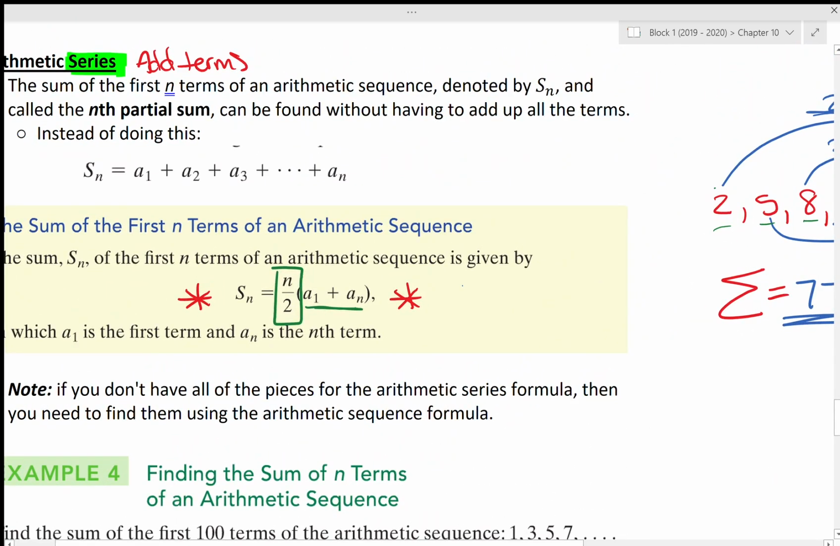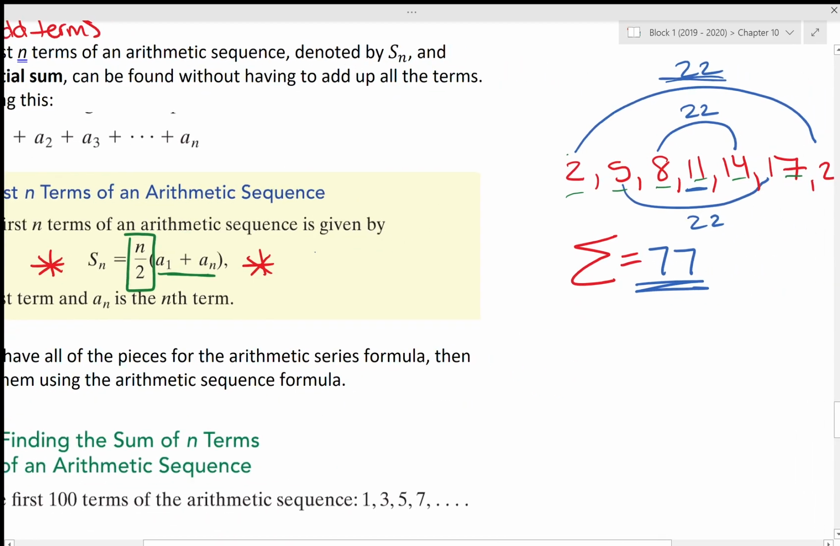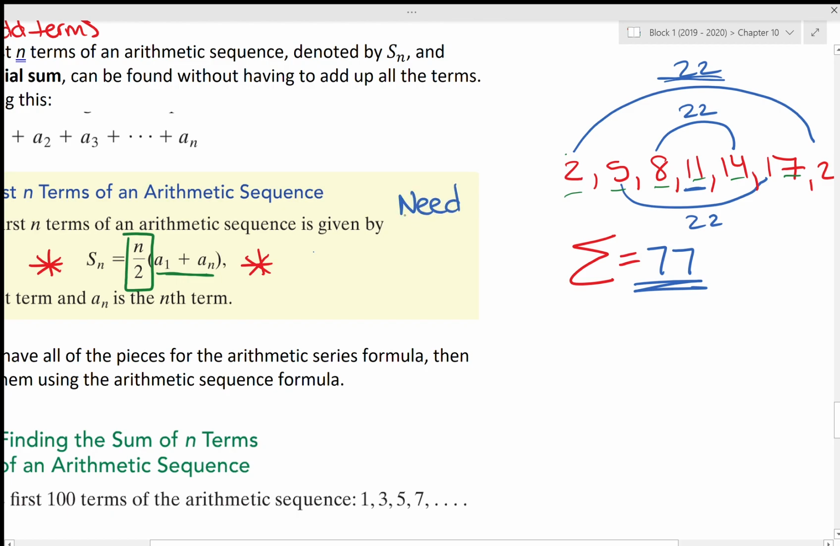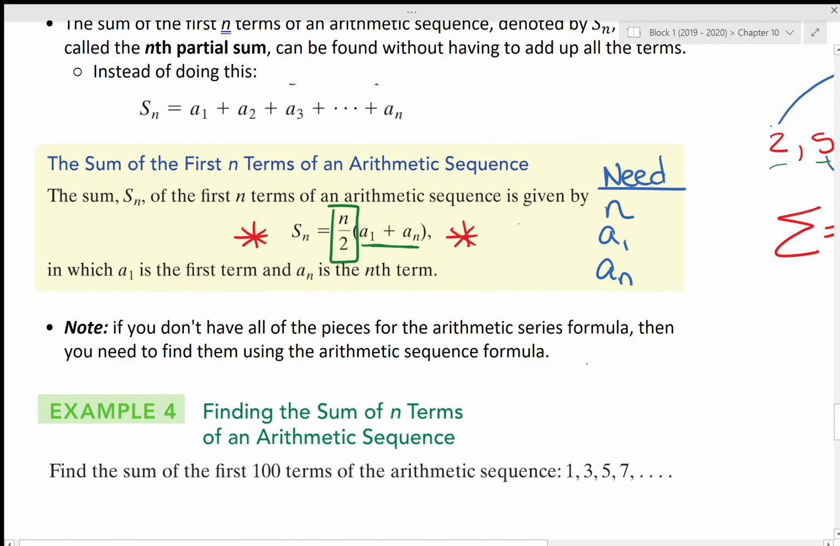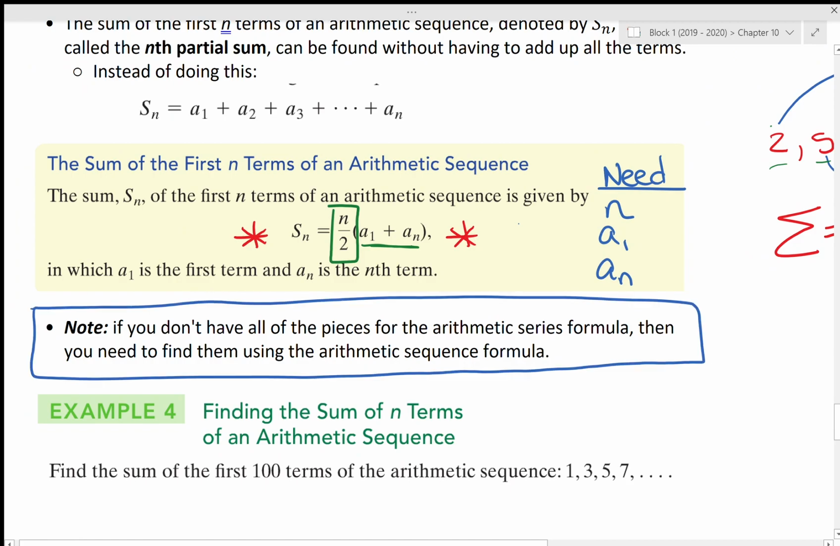Okay, now, a big thing to keep in mind. What you need in order to do this is your n, your a of 1, and your a of n. So the number of terms, your first term and your last term. You need those 3. If you are ever missing any of those things, you are going to go back to the arithmetic sequence formula to find that missing piece. You will always have enough information to find your missing pieces. So if you don't have everything to do a series, you go back to the sequence formula to find those missing pieces.